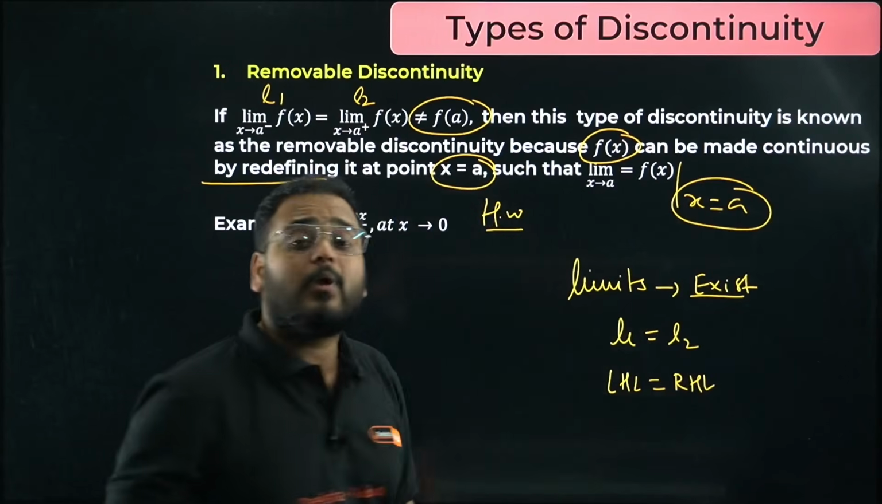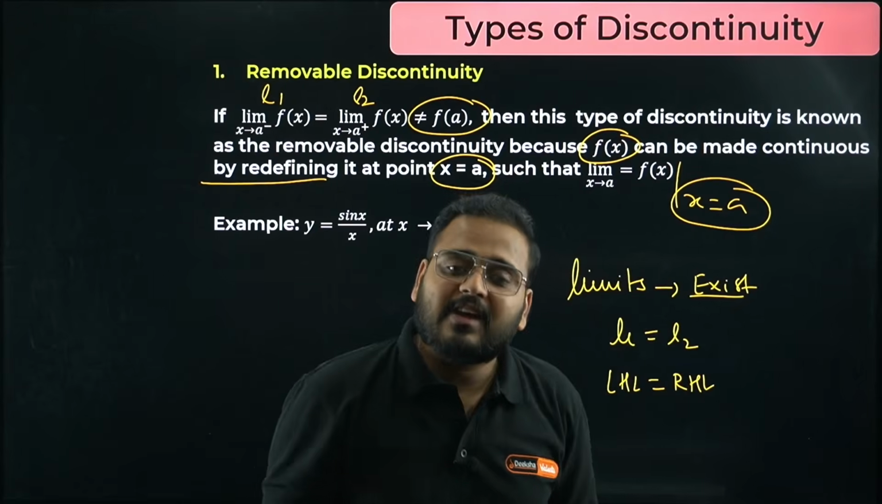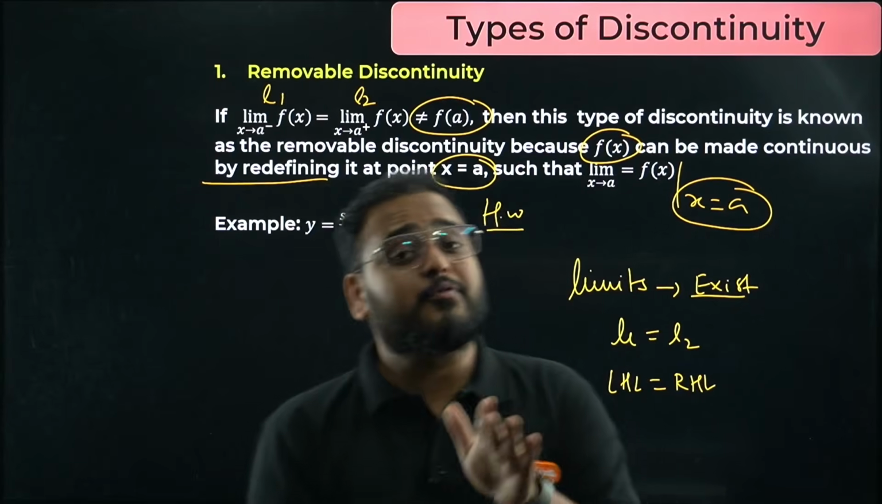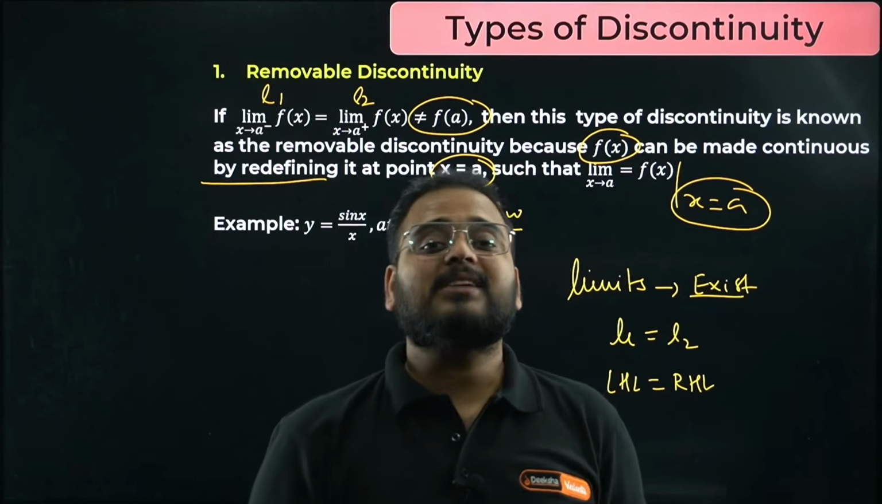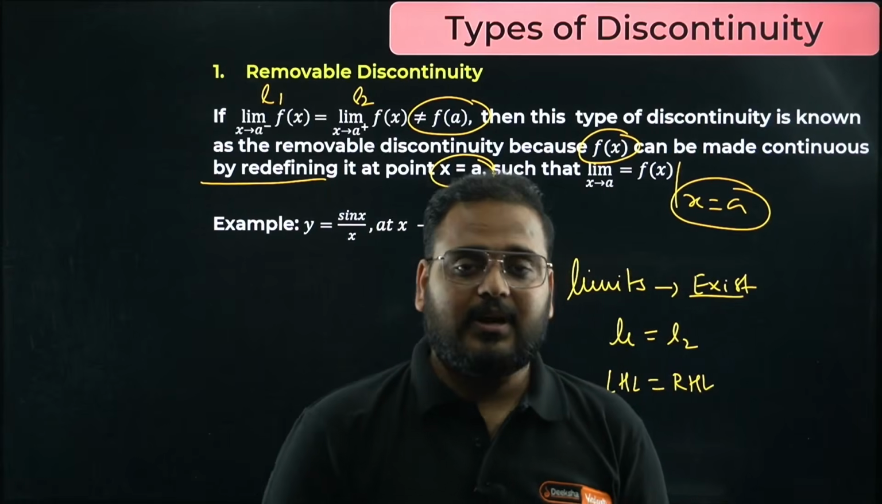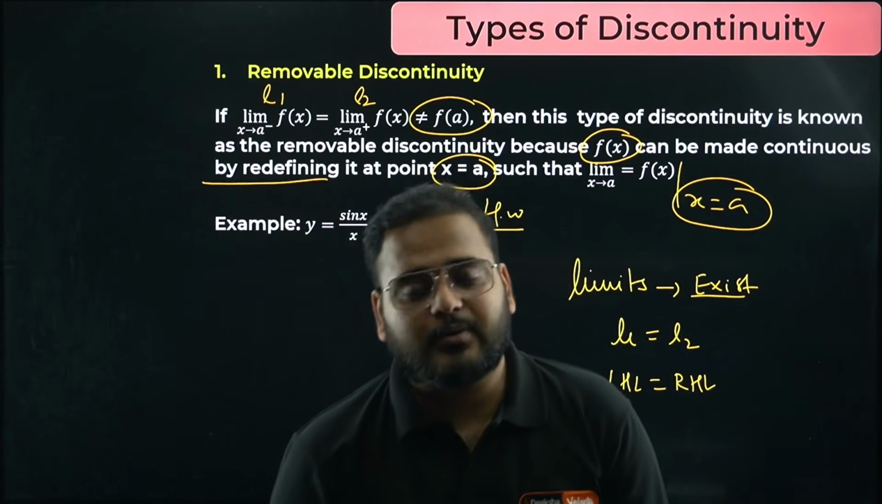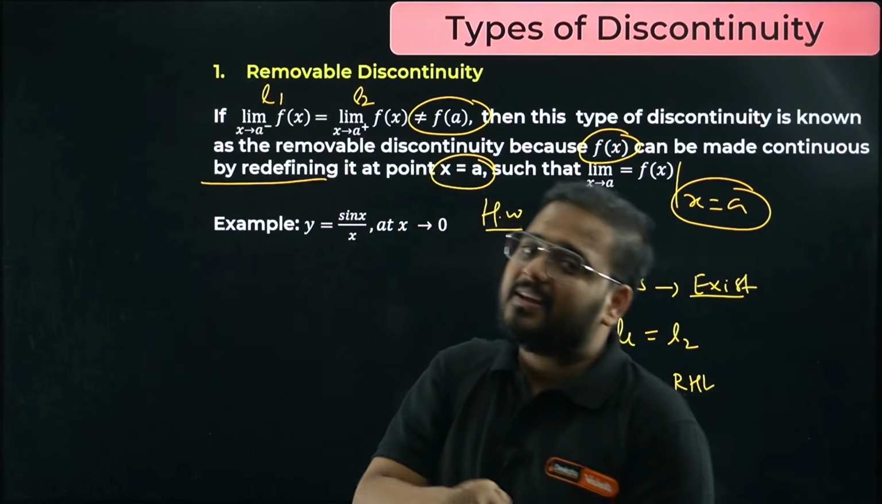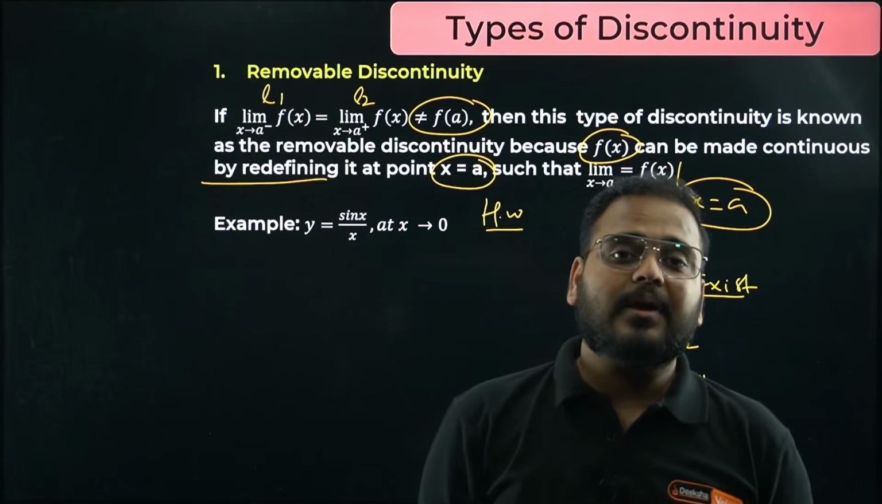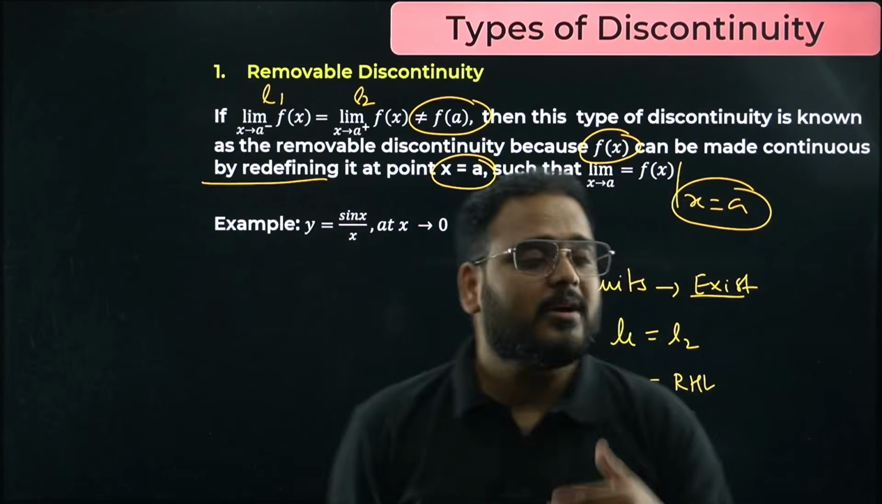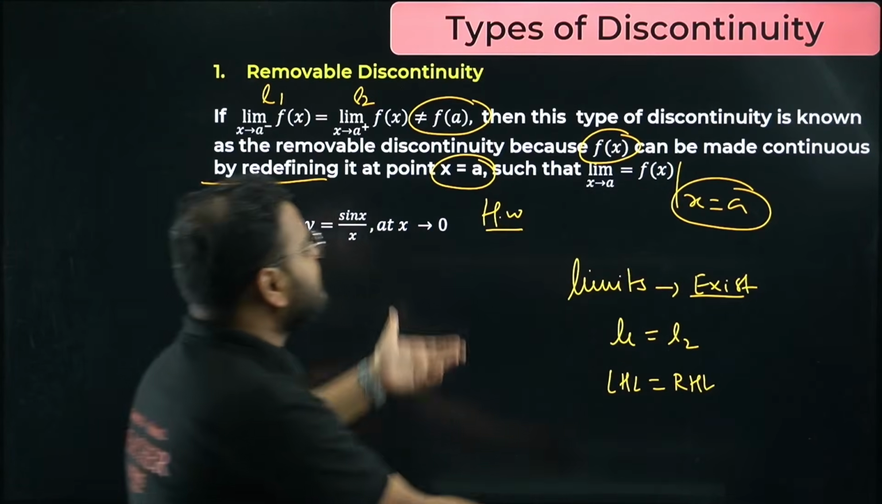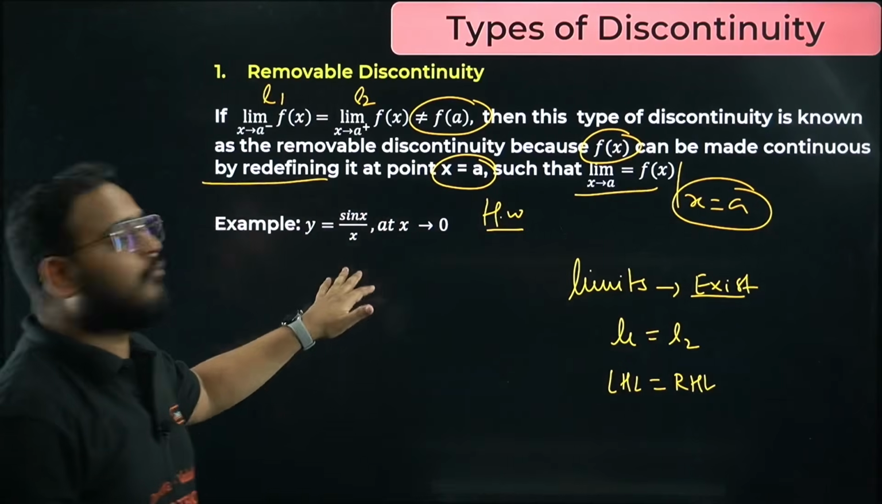Whenever the limit exists but is not equal to the function value, that is called removable type of discontinuity. How do we remove this discontinuity? By defining the function again at the given point a, and then you again prove this limit will be equal to f(x). This is your homework, please solve it.